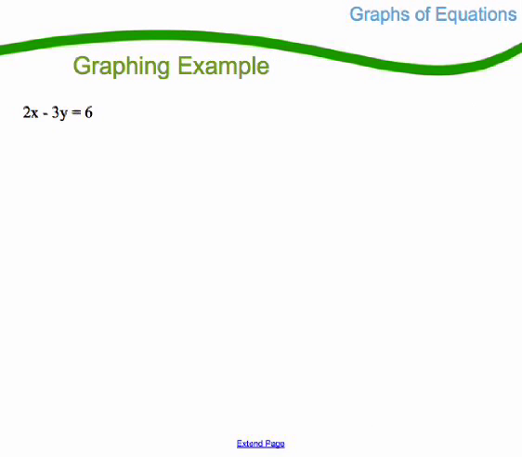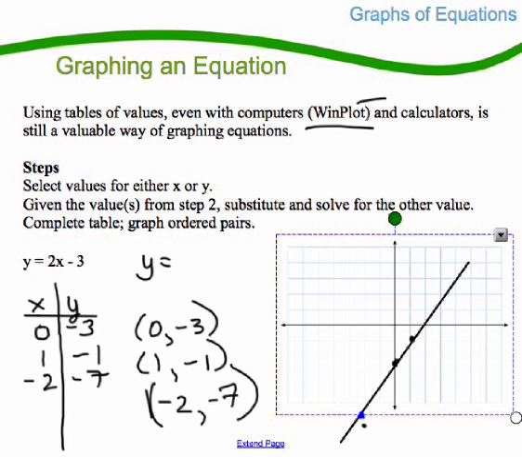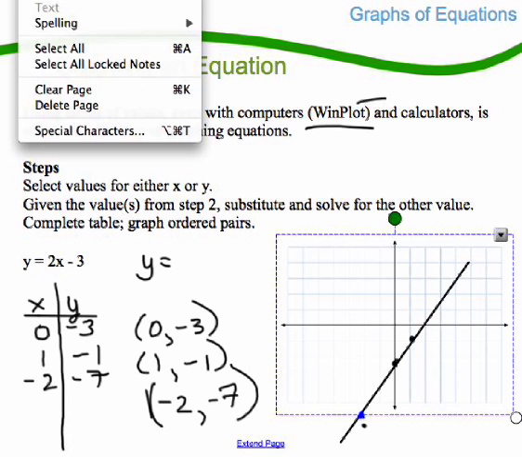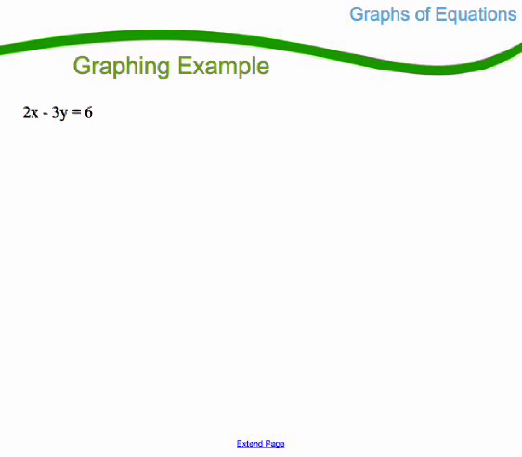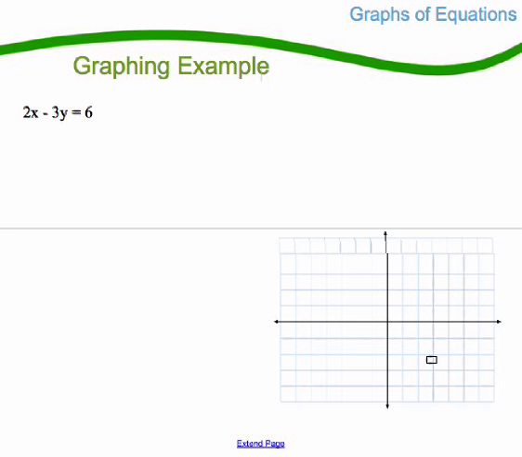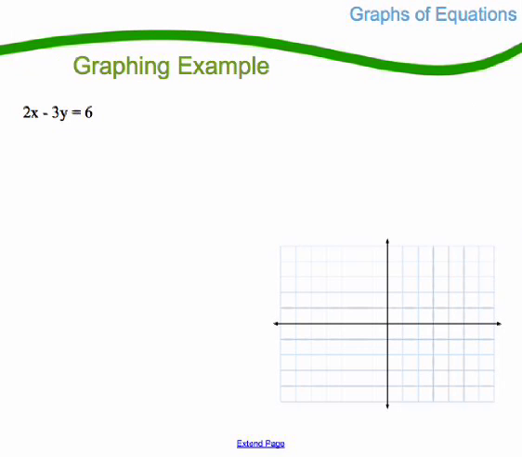Here's another example just to finish up with. 2x minus 3y is equal to 6. I would like to graph that equation. Maybe let me go and grab some graph paper. I'll need that. We'll copy that and we'll go to our next page and we'll paste it in. Whoa, not there. How about right about there?